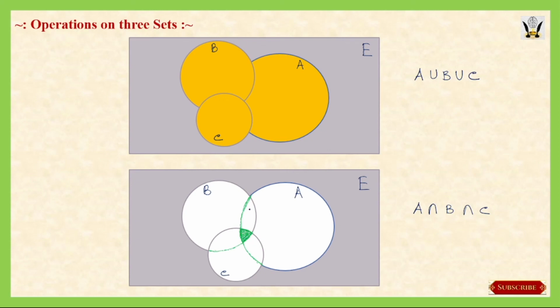Other than this area, this portion is common between A and B, but this portion is not common with C also. This portion is common between B and C, but this is not common with A, and this portion is common between A and C. Only this much portion is common between A, B and C.